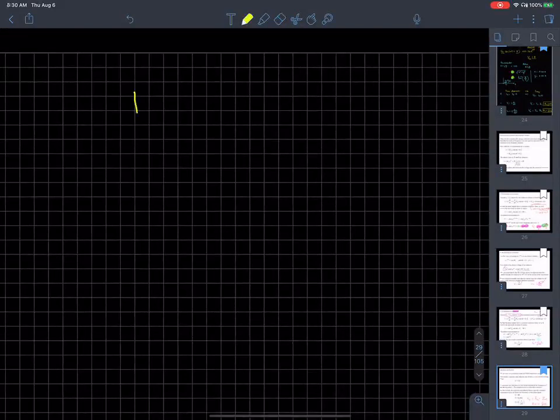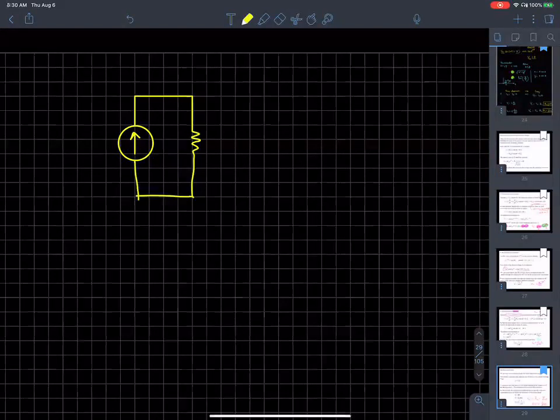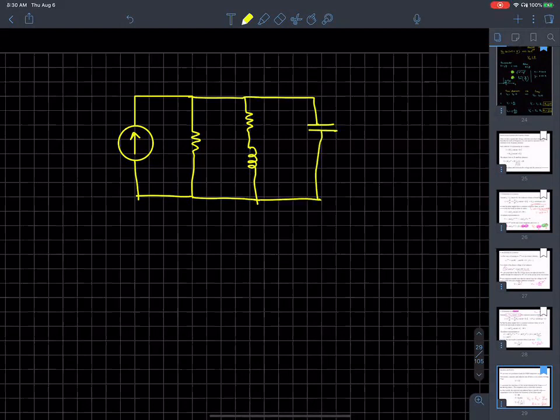So the question is, given this circuit with a resistor, there is a resistance, there's another branch with a resistor and an inductor. And then of course there's a capacitance over there. So this is the example.